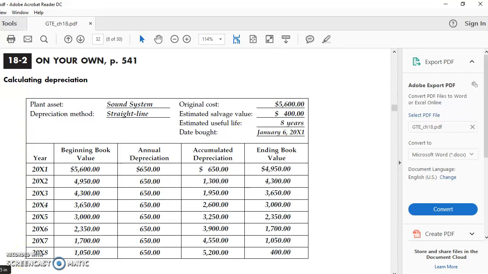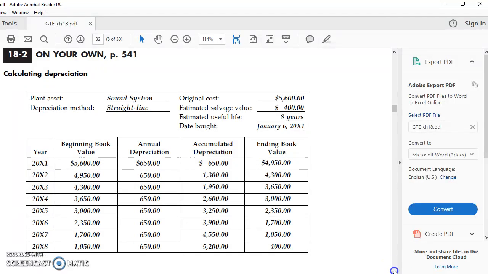Good morning. Last week, we learned about calculating depreciation using the straight line method of calculation. I asked you to do the on your own on page 32 for assessment. I'd like you to take a look at the teacher's answers for page 32 on your own, and I want you to compare your answers with mine just to see if you were accurate.